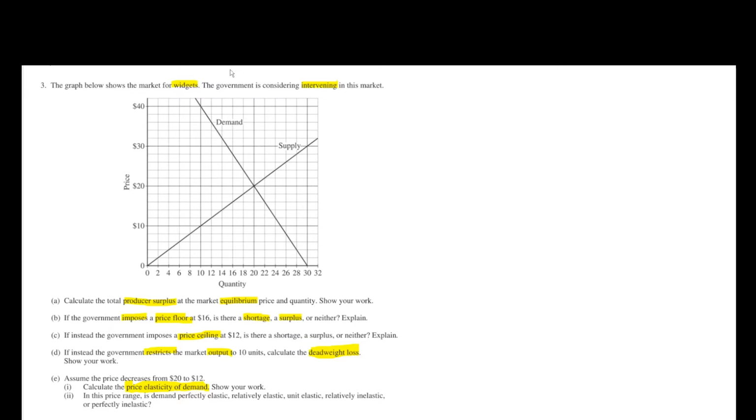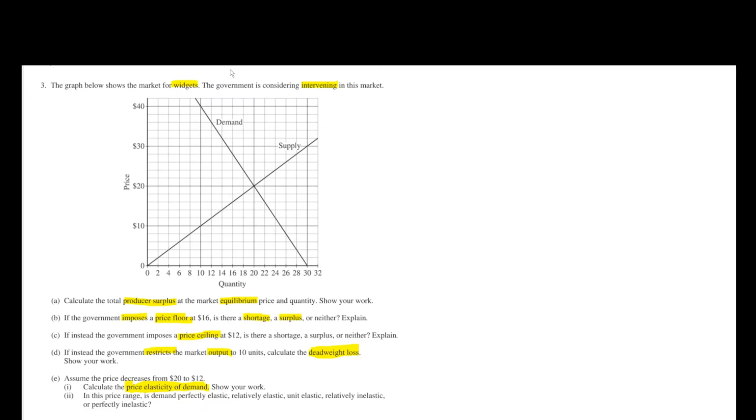So let's look at this next part. It says the government is considering intervening. So intervene means to get involved in, possibly to interfere, although that's a little bit more negative. So intervention, you might see also, that's the noun form. So what are they going to do? They're going to introduce a price control. So here our price controls are the price floor and price ceiling. Okay, we'll look at those in a second.